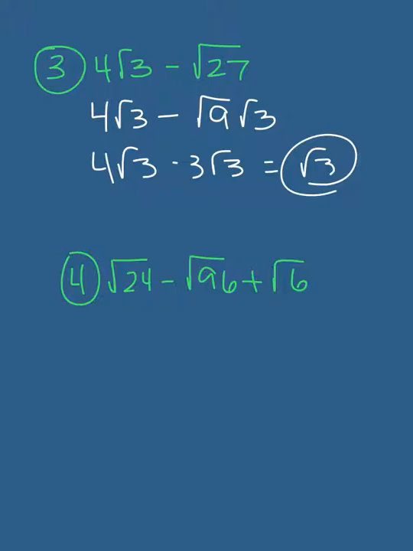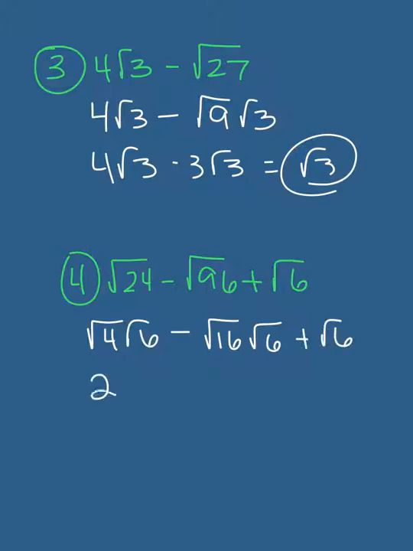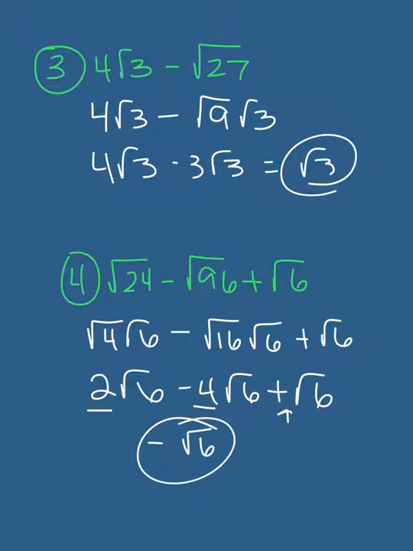And the square root of 24, the perfect square is 4. So I have root 4 times root 6 minus, and the square root of 96, the highest perfect square is 16. So I have the square root of 16 times the square root of 6 plus the square root of 6. So it gives me 2 root 6 minus 4 root 6 plus root 6. So I have 2 minus 4, and then remember there's a 1 right there. So that gives me negative root 6 as my final answer.